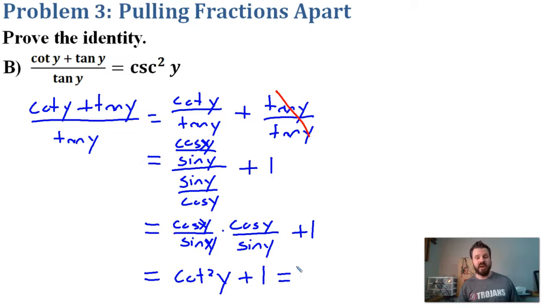Okay, to finish this off then, to get it to the cosecant squared, we can just use our Pythagorean identity. I know that cotangent squared plus 1 is just equal to cosecant squared. So I can finish my proof by just saying that we know that's equal to the cosecant squared. Okay, there we go. My proof is done. All right, so there you go. There's part 1 of our proving trig identities lesson.